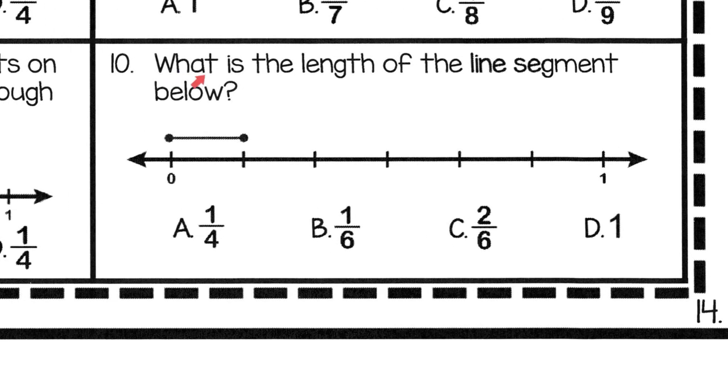Last one, number 10. What is the length of the line segment below? So how long is that? Well, count the sections again. 1, 2, 3, 4, 5, 6. There's 6 segments, so this would be 0 out of 6. But from here to here, I'm going to let you answer that one on your own.